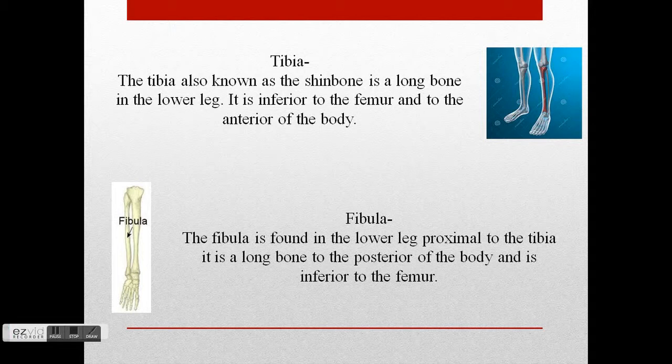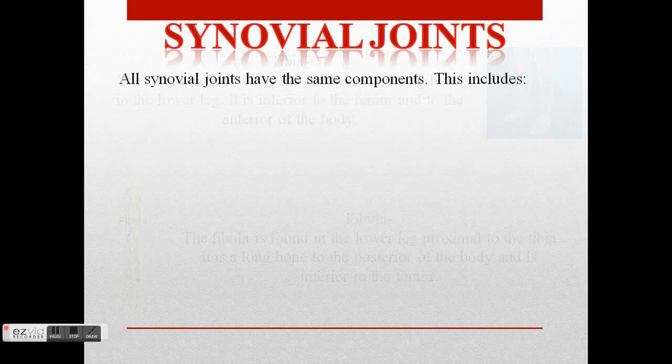The tibia, also known as the shin bone, is a long bone in the lower leg. It is inferior to the femur and to the anterior of the body. The fibula is found in the lower leg, proximal to the tibia. It is a long bone to the posterior of the body and is inferior to the femur.